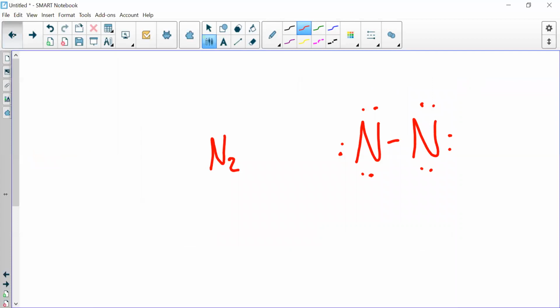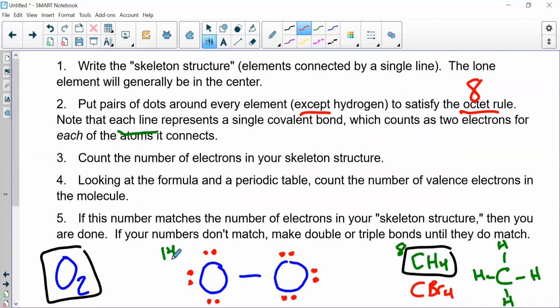So my number of valence electrons from the formula is 12 and 8. Notice we have 2 numbers that we wrote down. One of them is by counting your dots and your lines. The other one is by looking at the formula. Step 5. If this number, meaning the one from the formula, matches your number of electrons in your skeleton structure, then you're done. Let's see, are we done? No. Are we done? Yes.